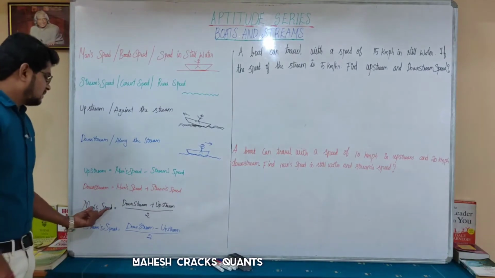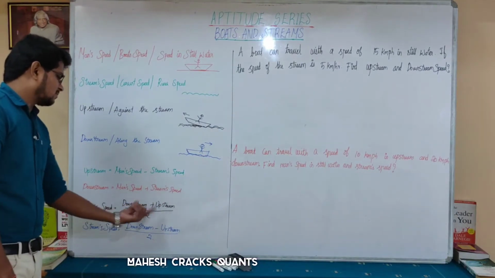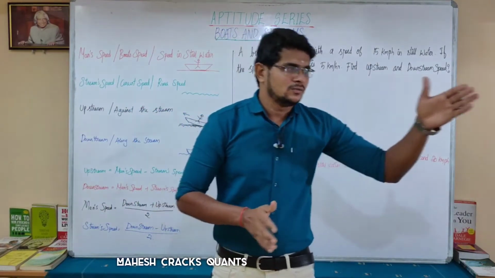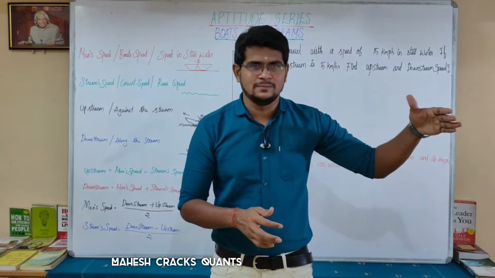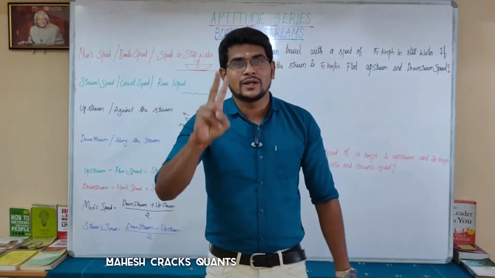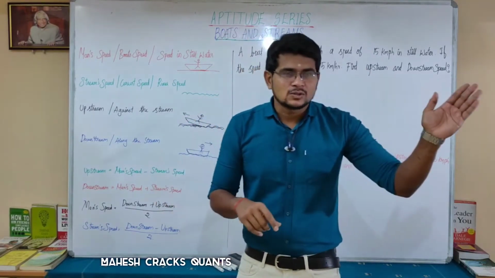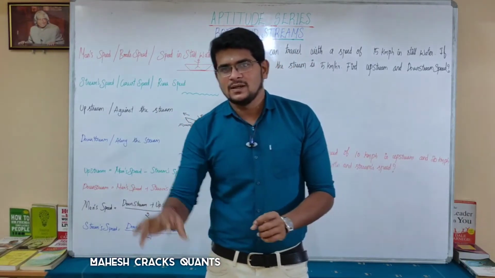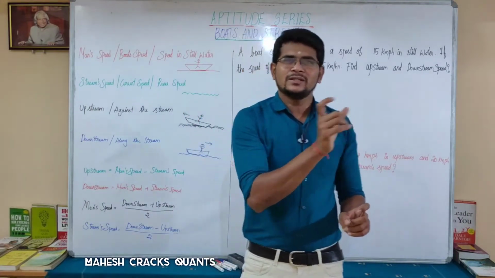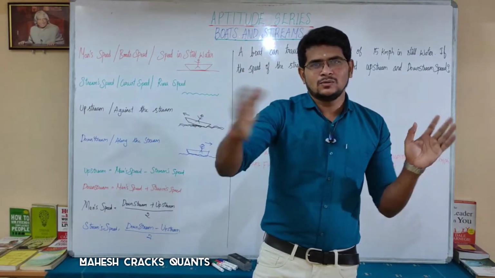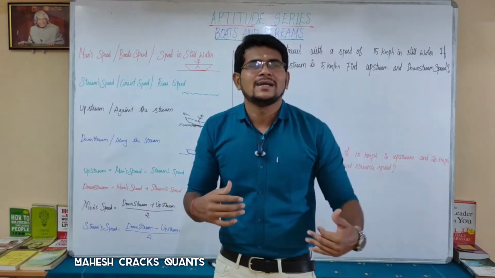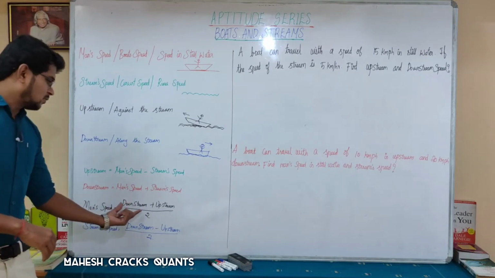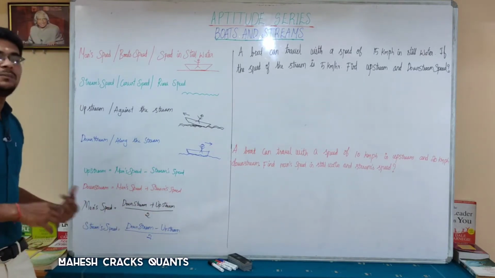Man speed is nothing but downstream plus upstream divided by 2. If you want to find the man speed, downstream plus upstream together gives you 2 times the normal speed. Because while coming down, the stream speed is added every time, while going up, the stream speed is removed every time. So both get cancelled, and you get 2 times man speed. That is why we divide by 2. So downstream plus upstream divided by 2 will give you man speed.